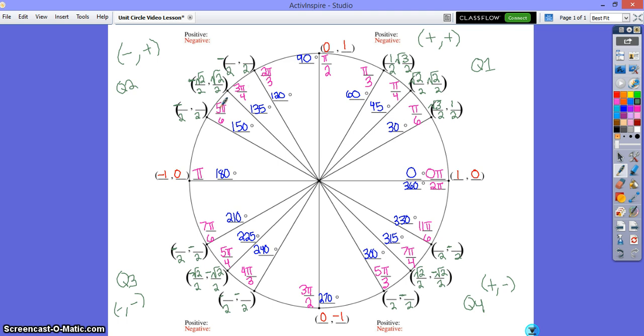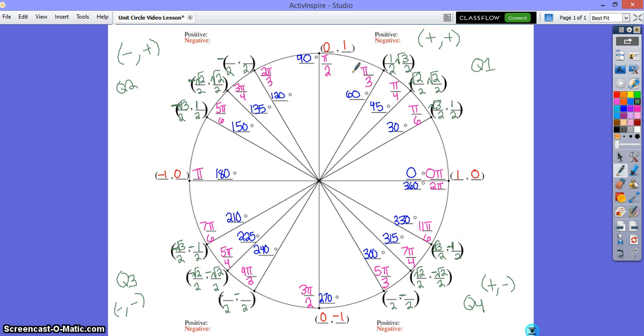Every pi over 6 is the same point as well, just depends on whether it's positive or negative. So here at 5 pi over 6, it's also going to be square root of 3 over 2. The only difference is x is negative, and the y value is 1/2. We have another pi over 6 at 7 pi over 6, so it's going to be a negative square root of 3 over 2 and a negative 1/2. And our final pi over 6, 11 pi over 6, is going to be a positive square root of 3 over 2 and then a negative 1/2.